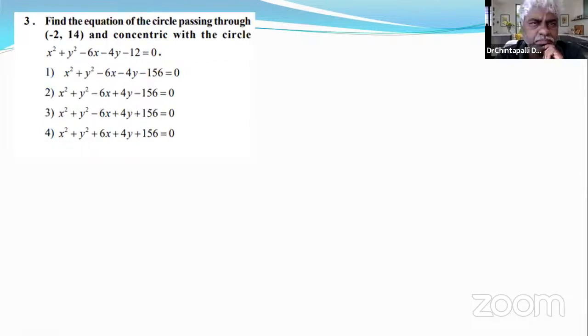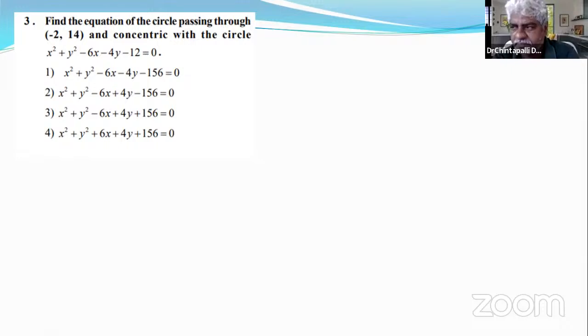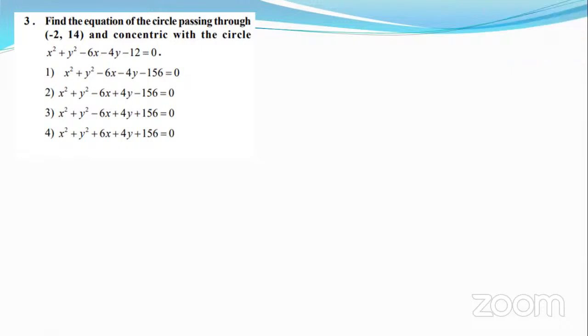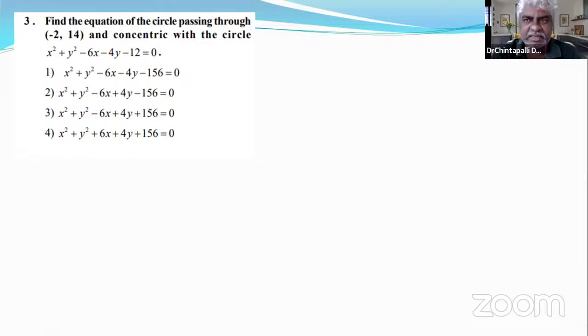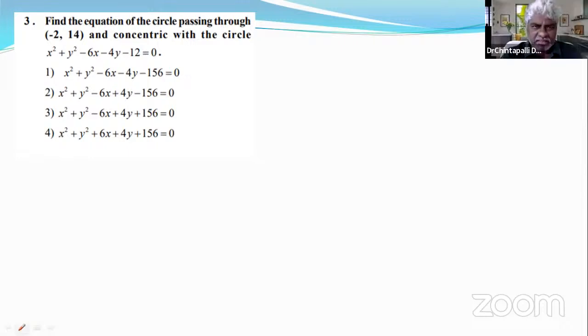This one, concentric. Do you know what we mean by concentric? They both have the same center, sir. Yes, right. These are called concentric circles. Circles having the same center, two or more. Here, the two circles, the given circle and the required circle, have the same center.